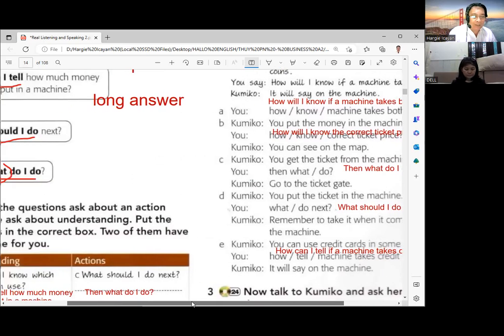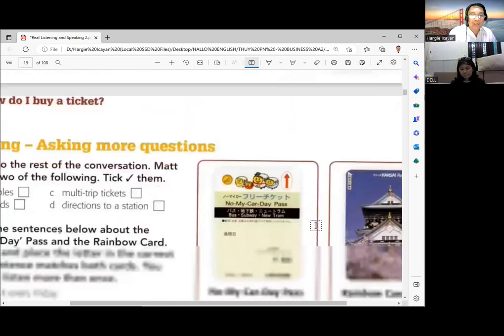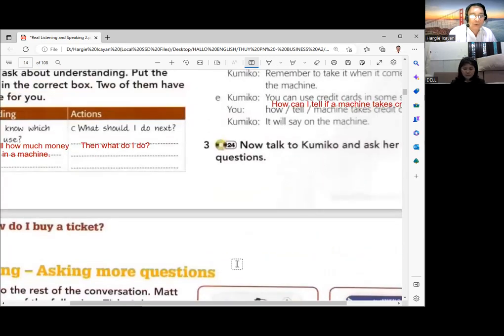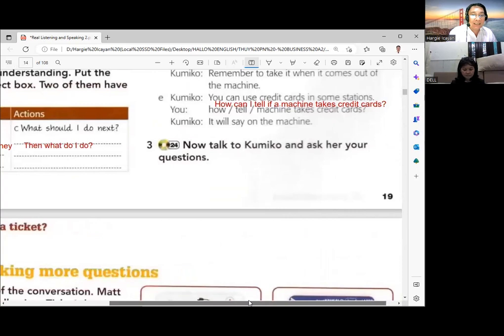Okay. So let's move on. Do you have any questions so far with this, Toy? No more. Okay. Now talk to Kumiko and ask her a question.